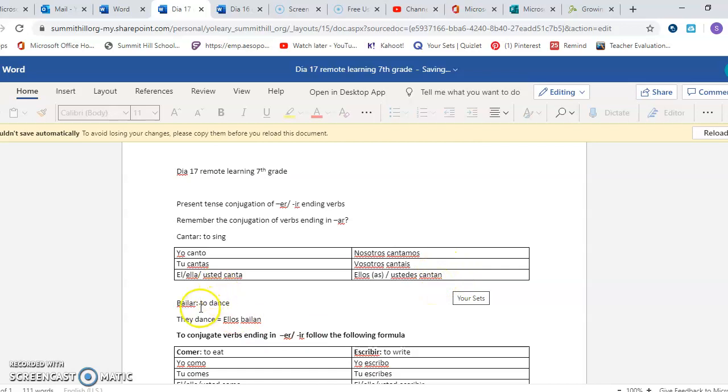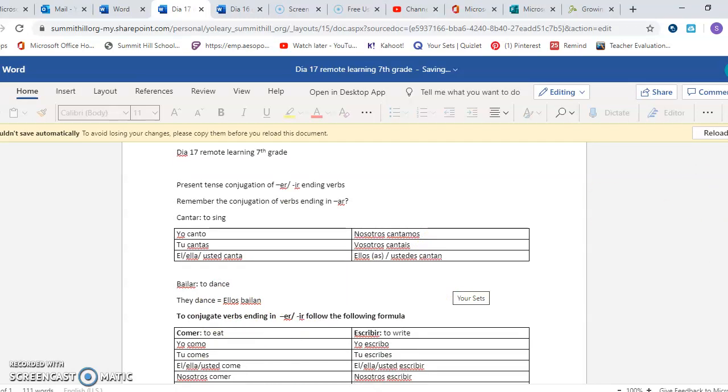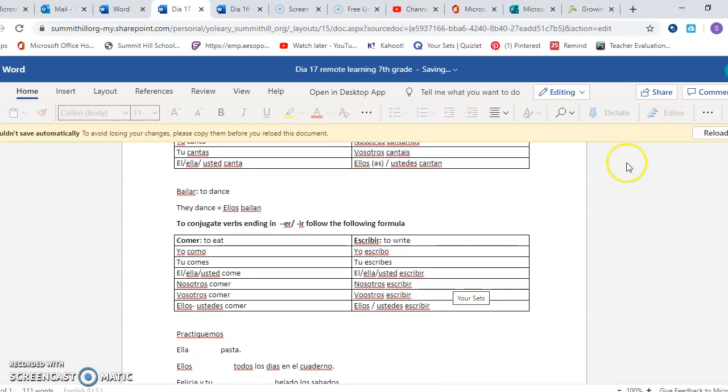The example in here is bailar, to dance. So you cannot say ellos bailar. You look on your notes and it says, oh, you put an AN ending. So ellos bailan. Today we are going to be learning about this conjugation of those verbs ending in an ER, IR ending. And let me reload this page for one quick second so this could actually be saved.